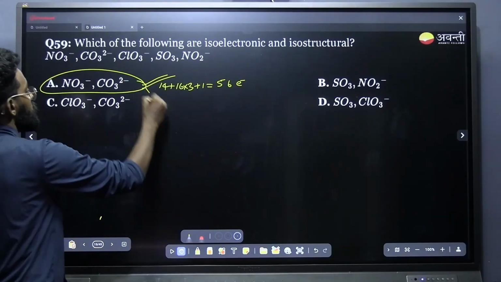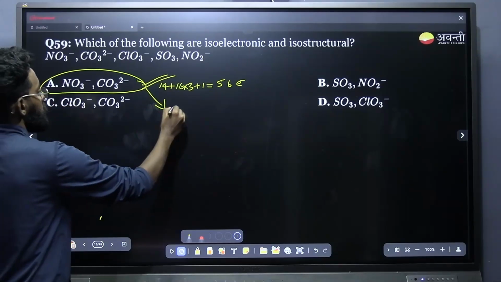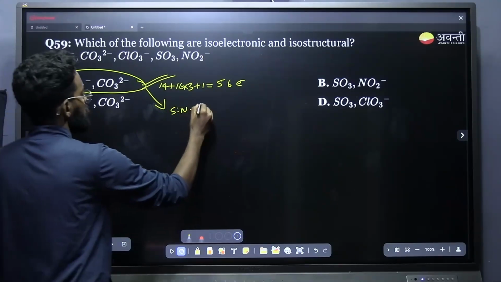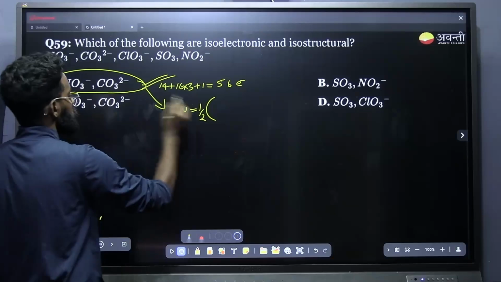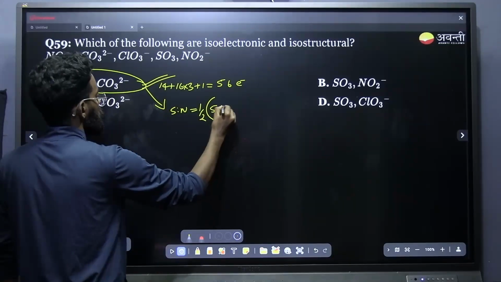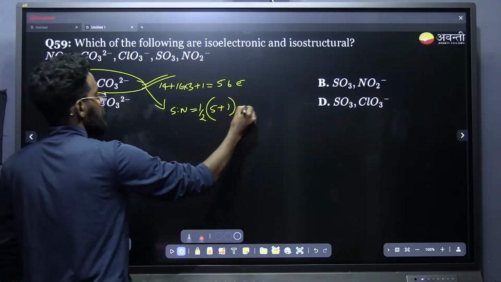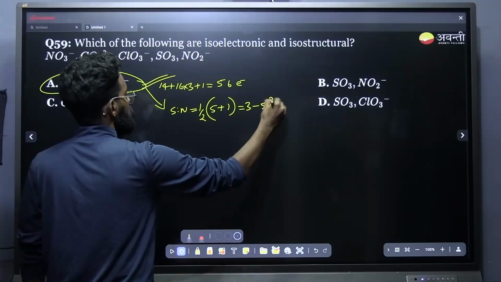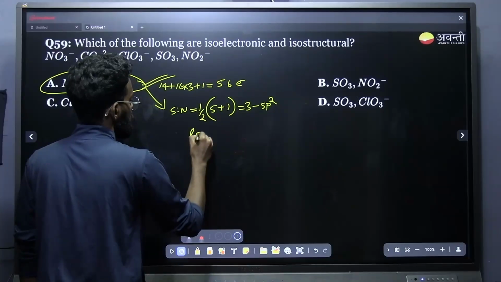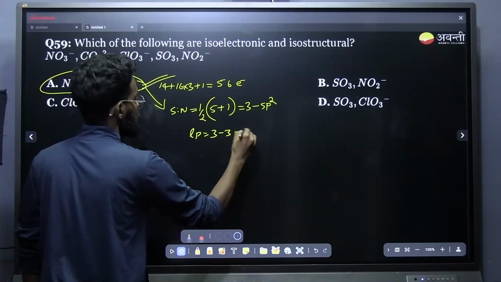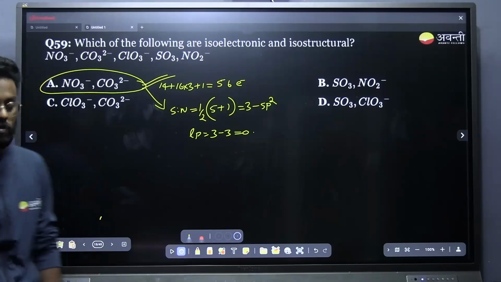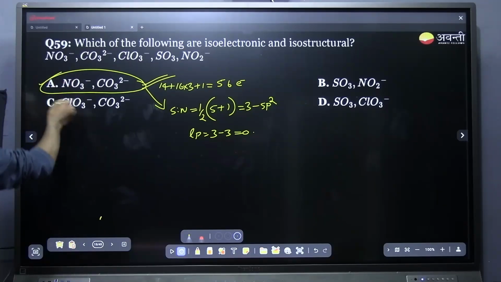Now what is the shape or structure of this one? Check the steric number. Half into, for NO3 minus, 5 plus 1. There is a minus 1, so I will be adding it as plus. So I will be getting 3, which is sp2 hybridization. And the number of lone pairs is equal to 3 minus 3, which is 0. So there is no lone pair also. Yes, so A is the answer. Remaining you can check.